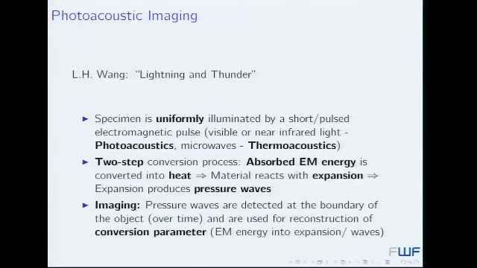And the imaging procedure of photoacoustics is nothing else than measuring the pressure waves, presumably, since it's non-destructive, at the outside of the object, and then reconstructing the conversion parameter, which converts the electromagnetic energy into the sound wave. So it's one parameter for many conversion steps.